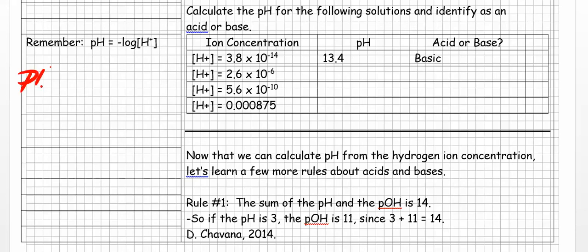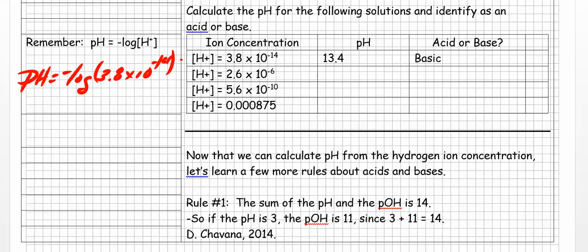So we can write this out. pH is equal to minus the logarithm of 3.8 times 10 to the negative 14. Okay? So what do we get? Well, let's plug that in. We get minus the log of 3.8 second EE negative 14, and here's what I get: 13.4. And of course, 13.4 is above 7, so this is basic, right?